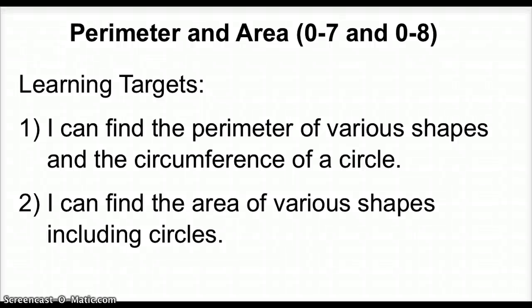Hi everyone, welcome. In this one we're looking at both perimeter and area, so we're looking at sections 0-7 and 0-8 together in this particular one. Learning targets, we have two of them.